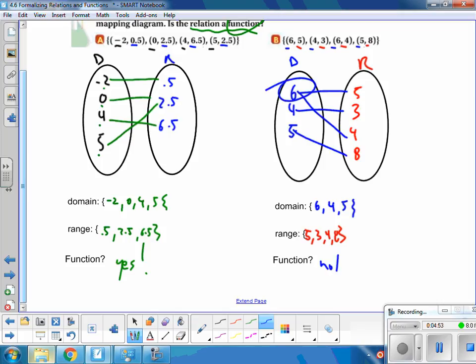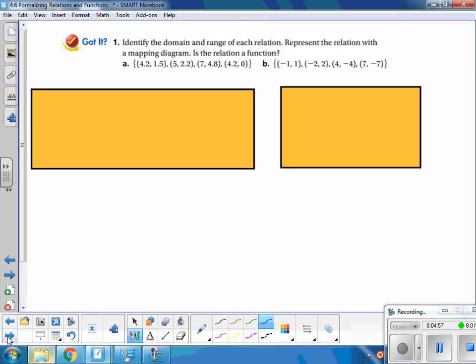not a function. I would like you to take a turn now. Press pause and go ahead and do this. Represent each relation with a mapping diagram. So you're going to do those two circles. Map them out.